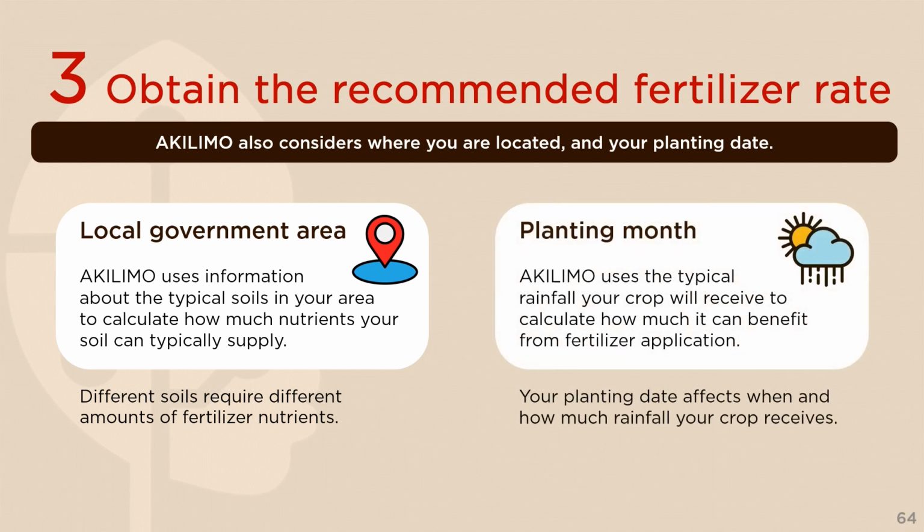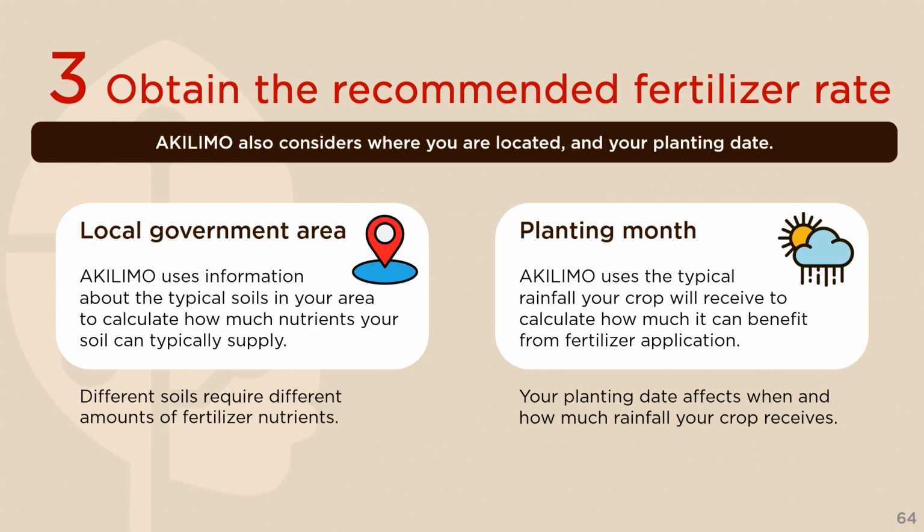In addition, we also consider the month in which you planted. Together with your location, that allows us to predict the amount of rainfall your crop will receive and how your crop will grow. This allows us to calculate how much your crop can benefit from fertilizer application. Your crop yield will only increase if your crop receives sufficient rainfall at the right time.